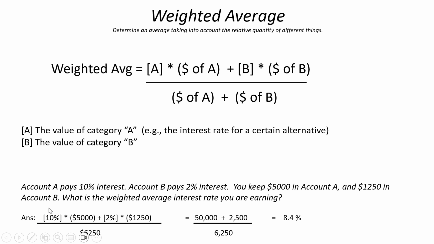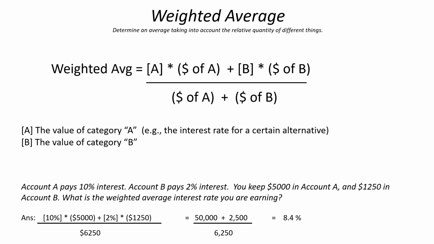account A is earning, multiplied by the amount that's in account A, which is $5,000. And then we have 2% being paid by account B and $1,250 there. And then you divide by the total quantity of dollars that are in both accounts, $6,250. So the weighted average is 8.4%. So that's a weighted average.